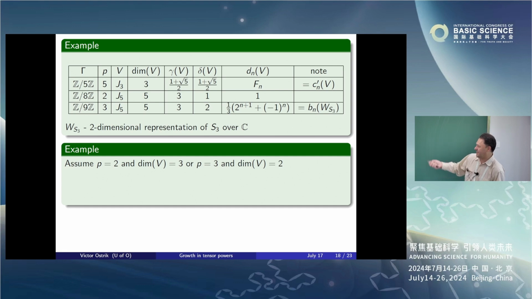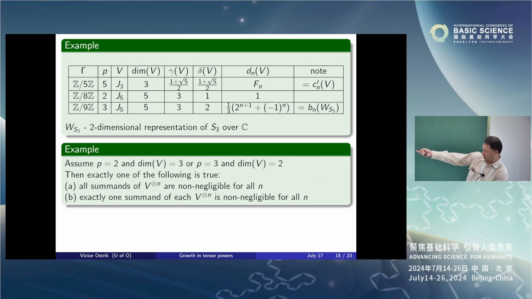You can use various things out of our theorem. Let me just say one example. Assume that you are in characteristic 2 and the dimension of your representation is 3, or you are in characteristic 3 and the dimension of your representation is 2. Here is what our theorem implies. There are just two options. Either all summands of this tensor power are non-negligible, or every tensor power contains exactly one non-negligible summand. So, a challenge: try to prove it on your own. That's a typical consequence of this theorem.